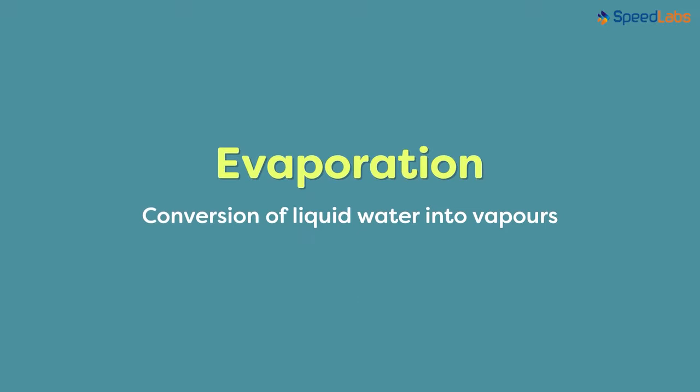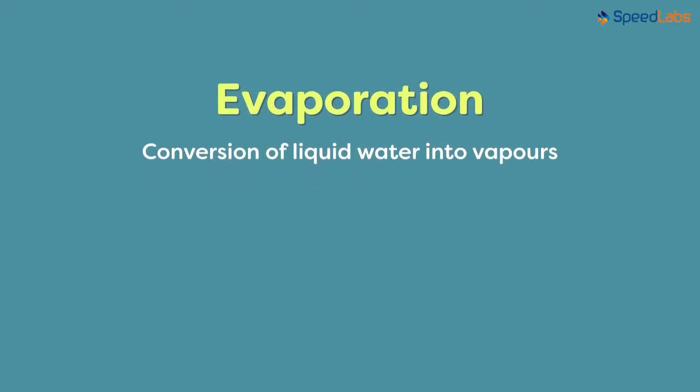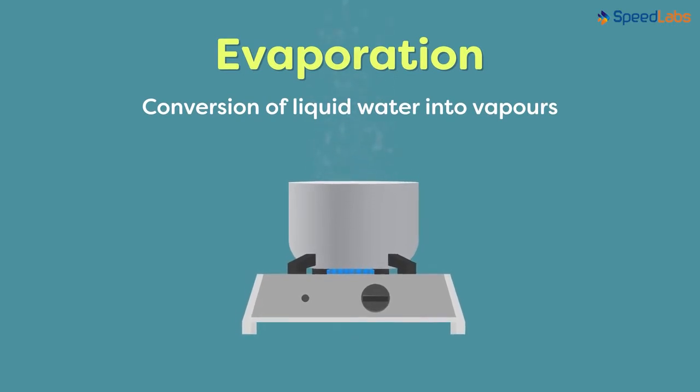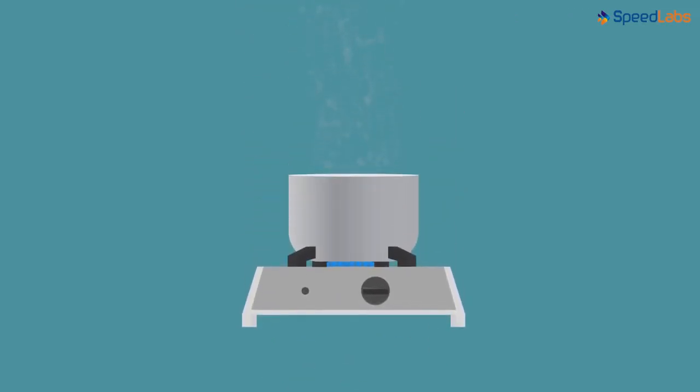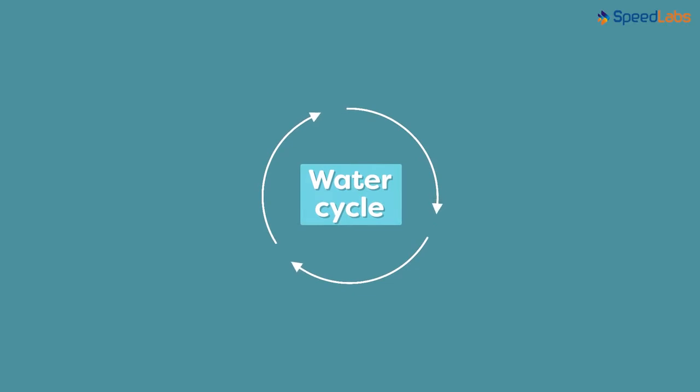Evaporation is the conversion of liquid water to the form of vapors. This is what we've seen happening when water is boiled by us at home. But is this evaporation sufficient for the water cycle to take place? No, it's not. The water cycle is a very large concept. The evaporation of water from our homes is not sufficient for the water cycle to take place.